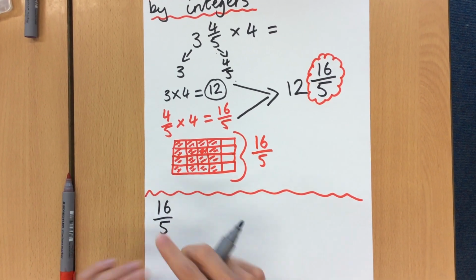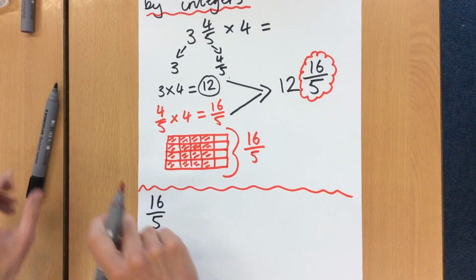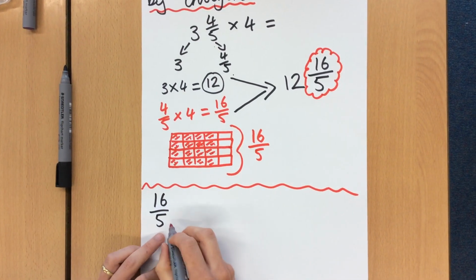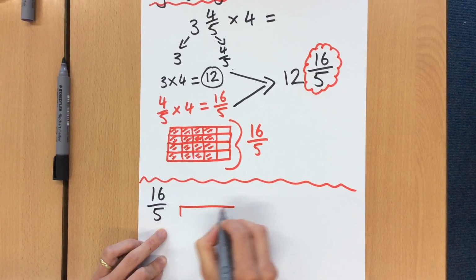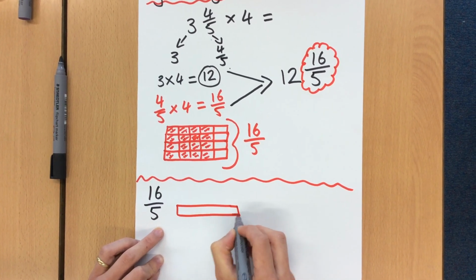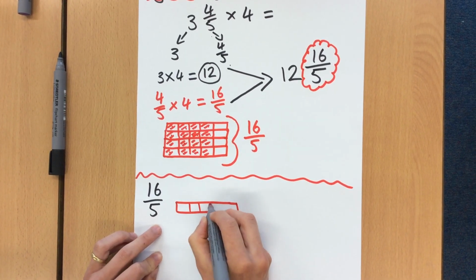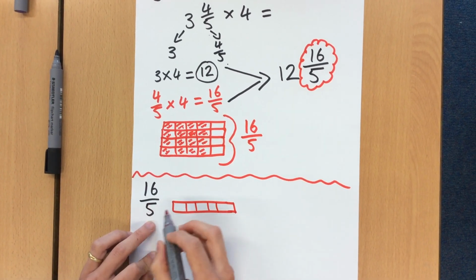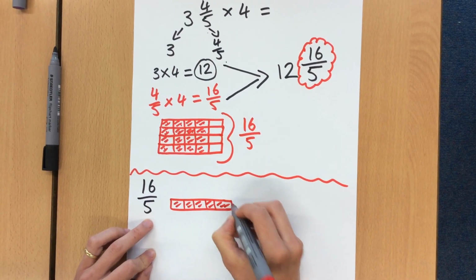So for 16/5, how do I make this into a mixed number now? Again, as you know with fractions, a bar model is absolutely the way forward. So with my bar model, I'm going to draw my bar. How many parts make the whole? Well, it's 5 because 5 is still my denominator. And this time I need to shade in 16. Right then, 1, 2, 3, 4, 5.